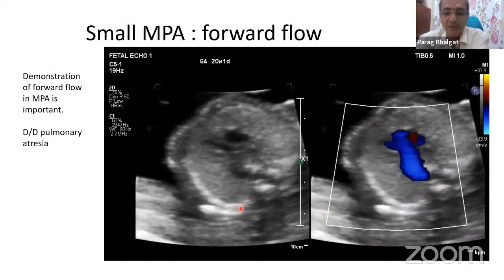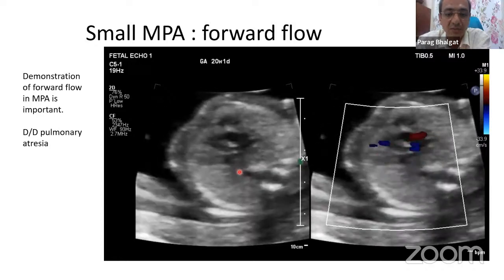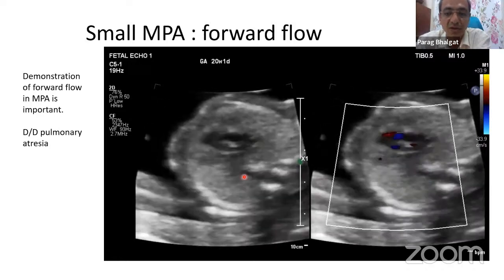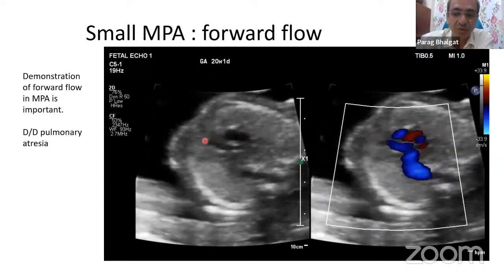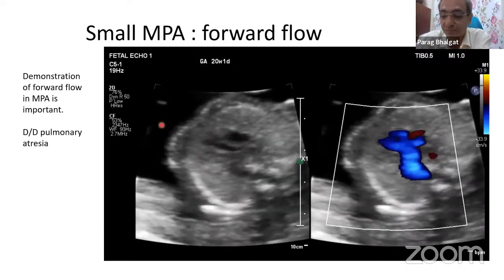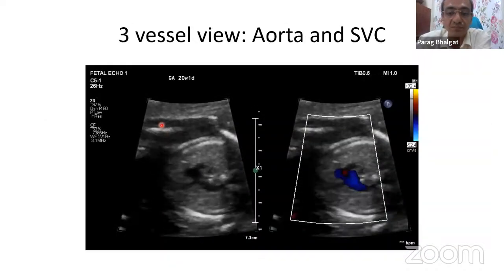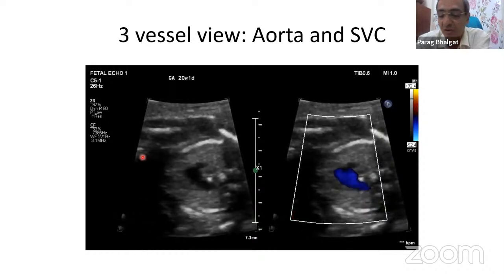The small MPA is difficult to demonstrate. This is the aorta giving rise to the aortic arch. This is the left aortic arch and the small MPA going as the RPA. The LPA we will demonstrate. Okay, there is no flow reversal, so there is no pulmonary atresia. This is the RVOT. Again, three vessel view, only two vessels, SVC and aortic arch. The MPA is difficult to demonstrate otherwise.